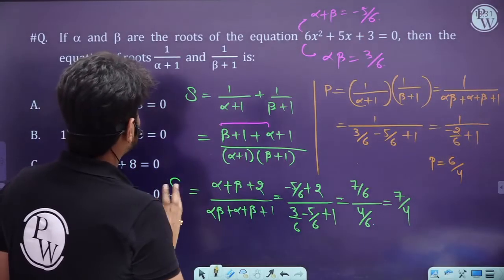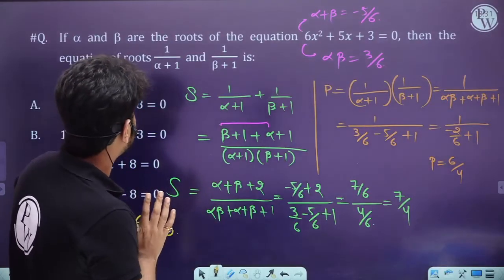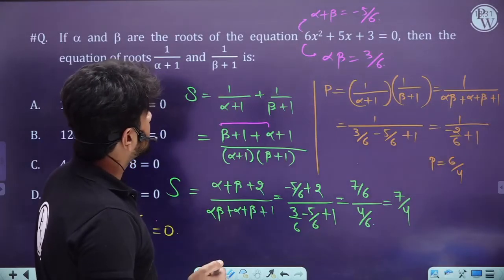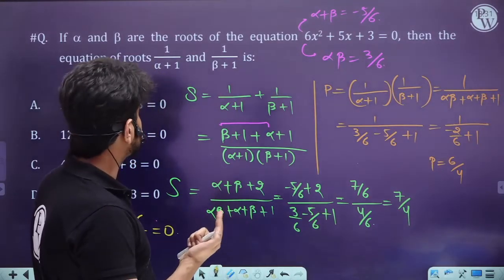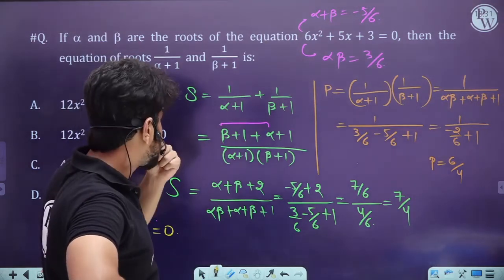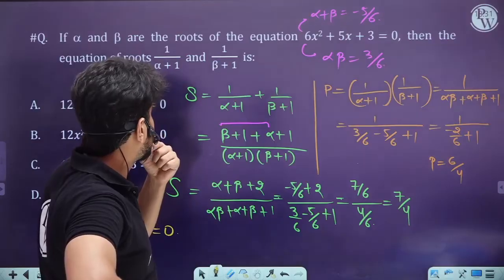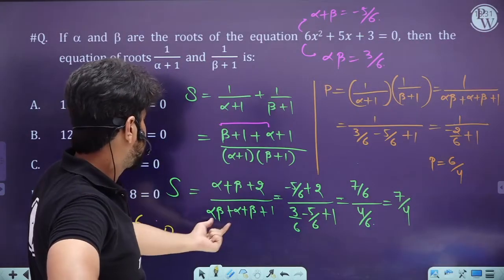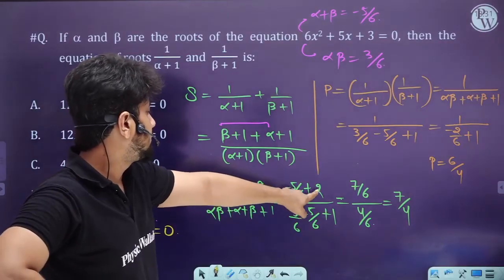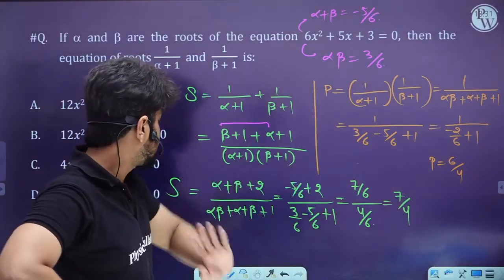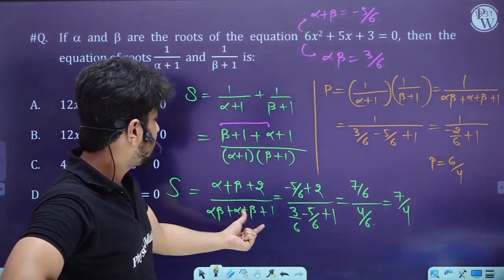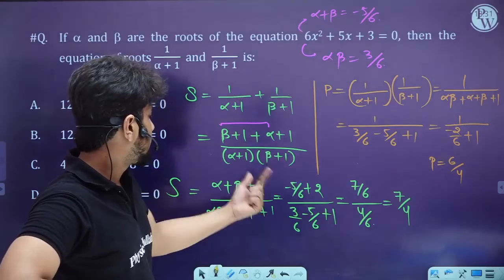Let's just quickly check our calculation, in case we have made any calculation mistake, which can happen with anybody. Alpha plus beta is minus 5 by 6, alpha beta is 3 by 6. That part is correct. So here we have alpha plus beta plus 2 in the numerator, and in the denominator we have alpha plus 1 multiplied by beta plus 1. Alpha plus beta is minus 5 by 6, take LCM, 12 minus 5, 7 by 6, correct.